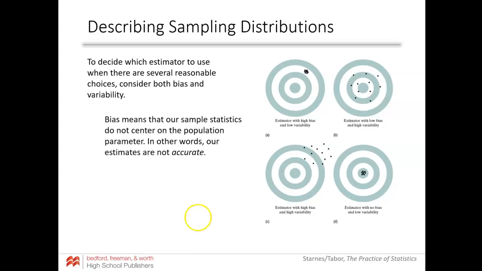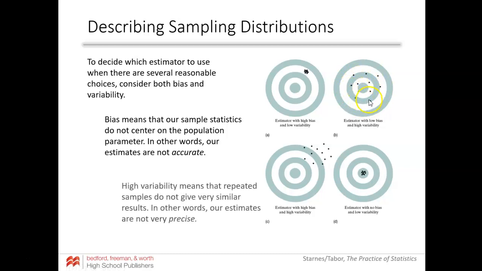What they show here is that bias means our sample statistics do not center on the population parameter. Over here is an example where there's not a lot of variability. All of the marks are in the same spot, but they're supposed to be here, so there's some sort of bias pulling it off. This is not an accurate estimation. Here, in terms of math, you could say it's an accurate estimation, but it's not precise. There's too much variability.